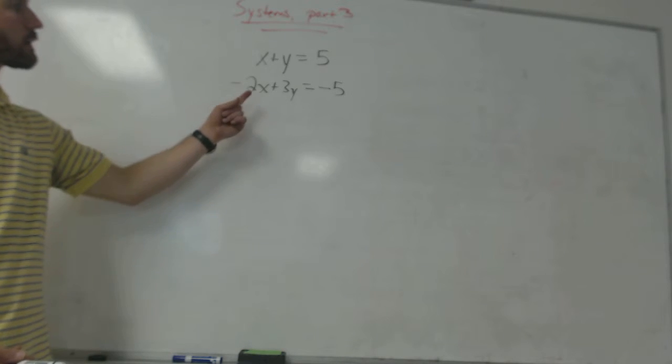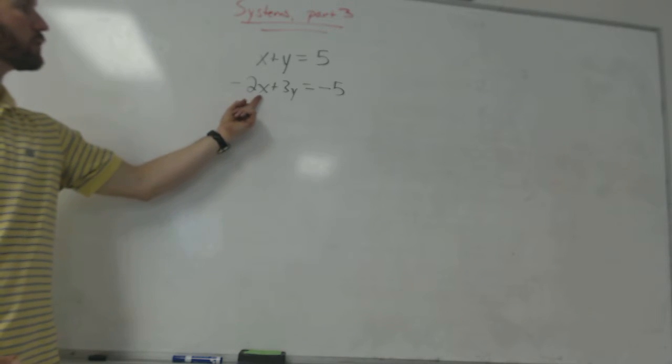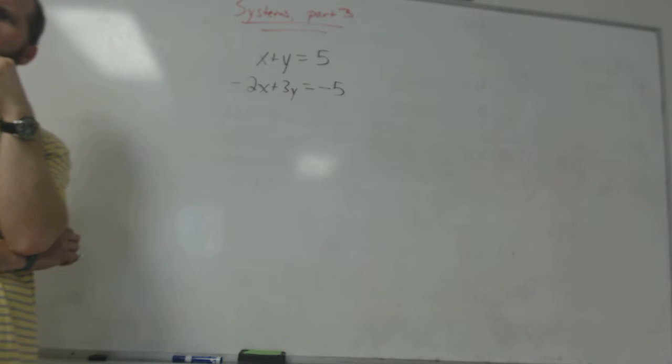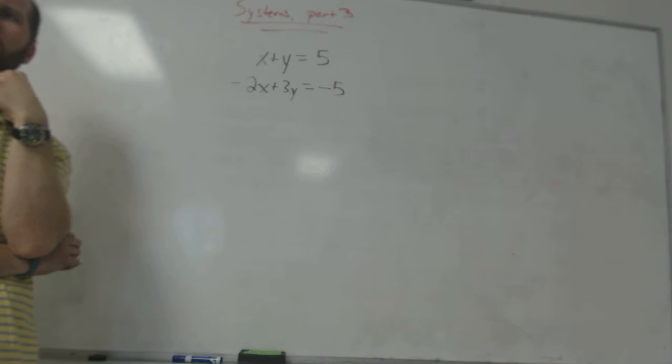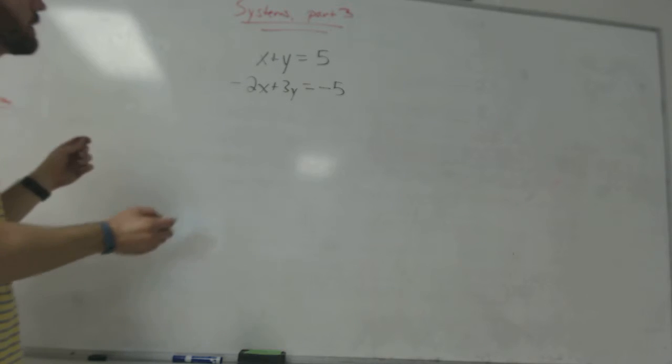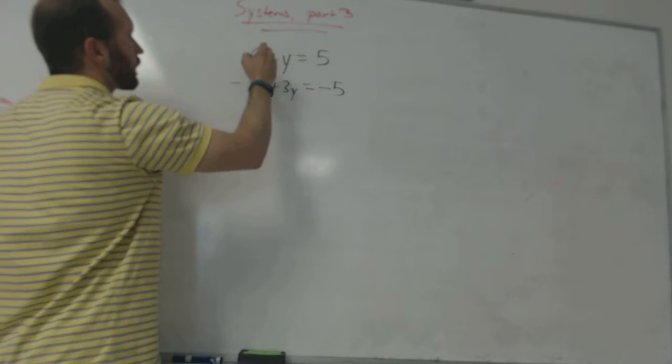Let's focus on the x's. I have -2x here and x here. How could I make those be opposite coefficients? Additive inverse coefficients. What would I have to multiply by? 5. Okay, if I multiply by 5, let's see what happens.